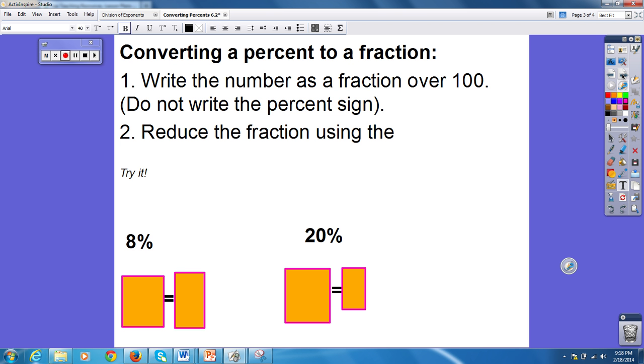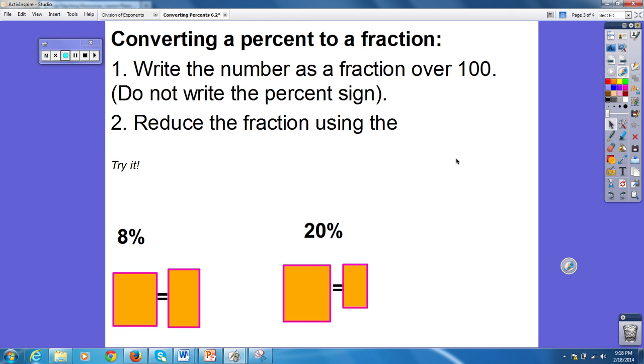Here are the rules on how to convert from a percent to a fraction. Step 1. Write the number as a fraction over 100. Using my last example, if we start with 8%, I would write 8 over 100. You'll notice that I did not write the percent sign because, again, we're going to a fraction, so we don't need the percent symbol anymore.